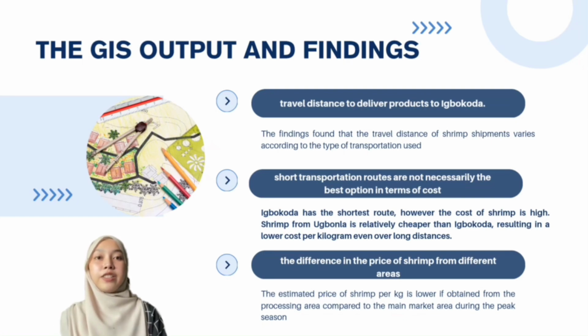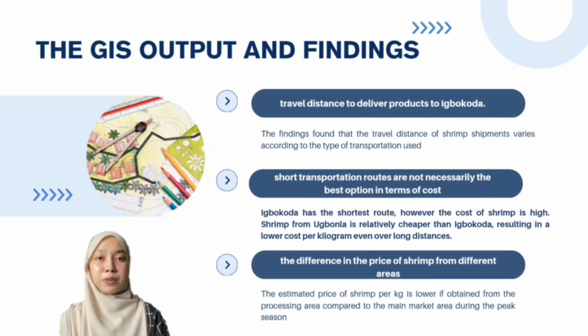Lastly, the differences in the price of shrimps from the different area. The finding found that the estimated price of the shrimp per kilogram is lower if obtained from the processing area compared to the main market during the peak season. This can be shown in the price of the cost of white shrimp per kilogram from Ukbonla to Ondo and Ore. It's from $4.03 until $4.99, cheaper compared to the cost price of shrimps per kilogram from the Igbokoda to the same location, which is $4.30 until $4.70.